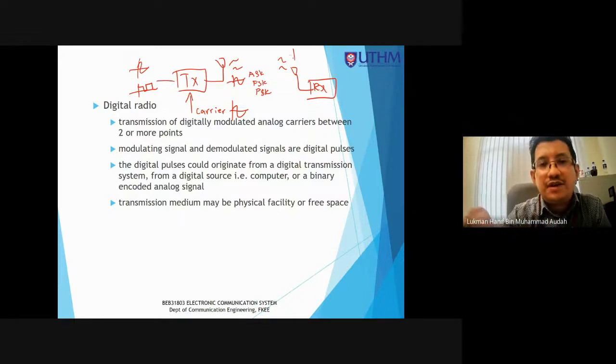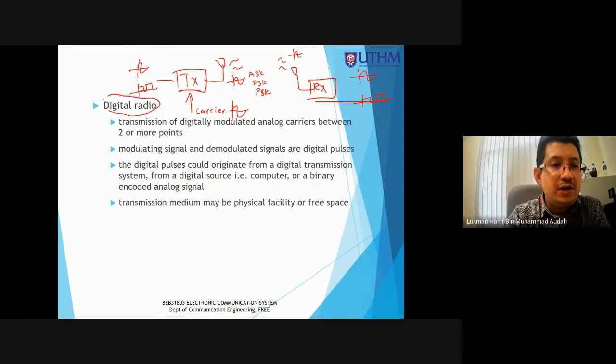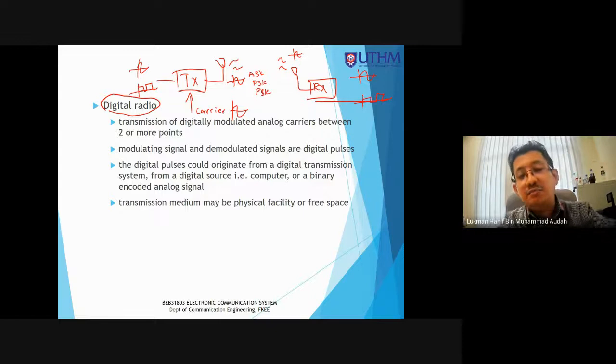Okay, we receive analog. And we have the flexibility to produce either analog or digital. Okay, so why is it a digital radio? Because we modulate with analog carrier which has the frequency of radio frequency. Kita modulatekan input tadi dengan analog carrier yang mempunyai frekuensi radio. That's why dipanggil sebagai digital radio. Okay. So transmission of digitally modulated analog carriers between 2 or more points.